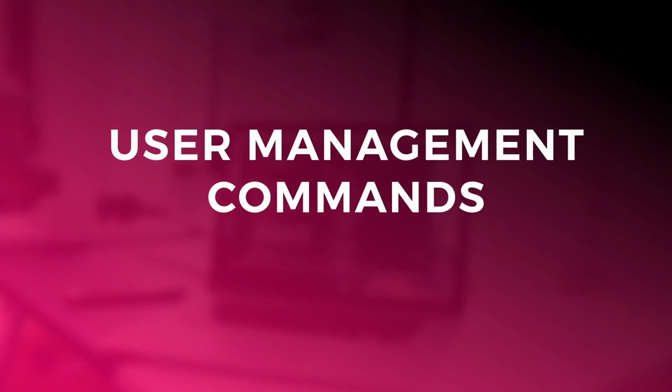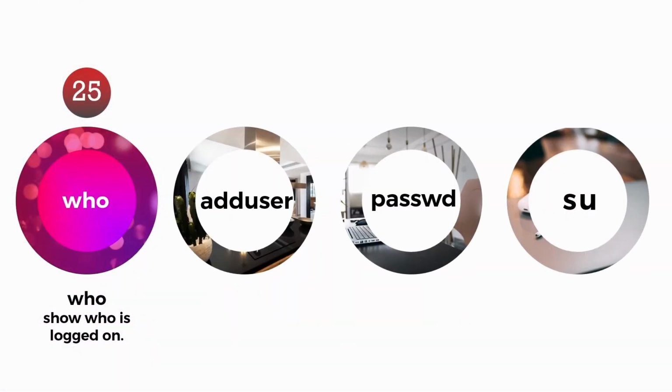Let's see the next category of commands, that is user management commands. And in user management commands, we have who, used to display information about users who are currently logged into the system. The who command has no options or arguments and simply prints a list of currently logged in users to the terminal. For each user, the who command displays the login name, terminal or pseudo terminal device, date and time of login, and the IP address or host name of the system from which the user logged in. The who command is useful for quickly checking who is currently logged into the system.